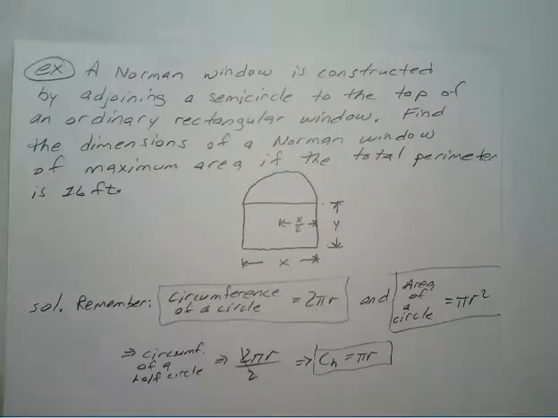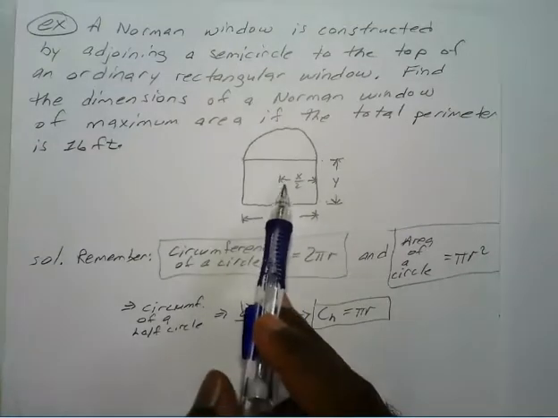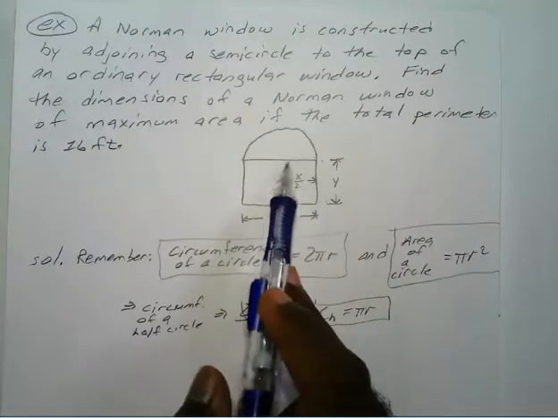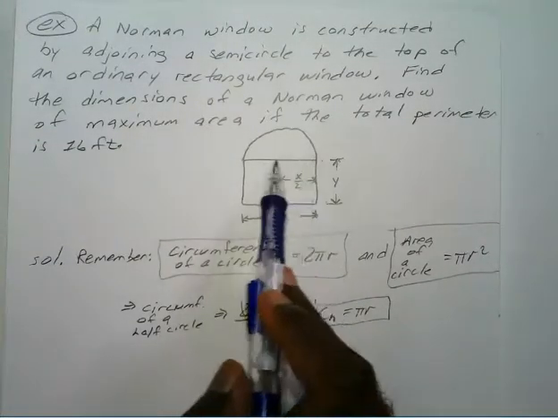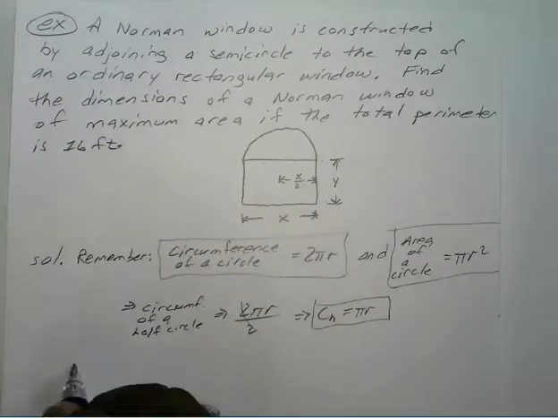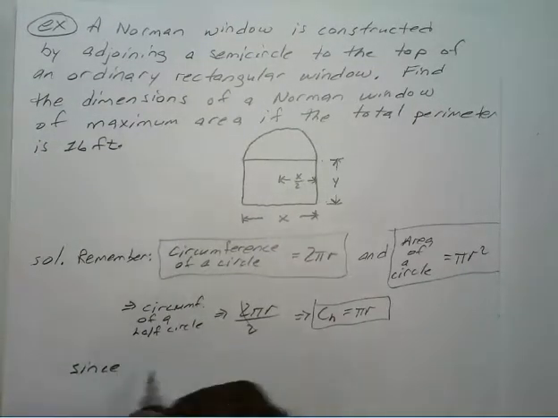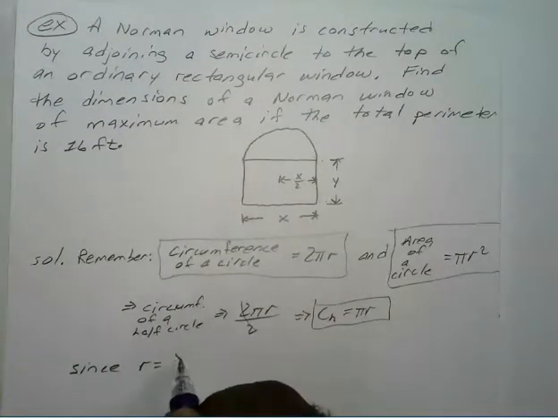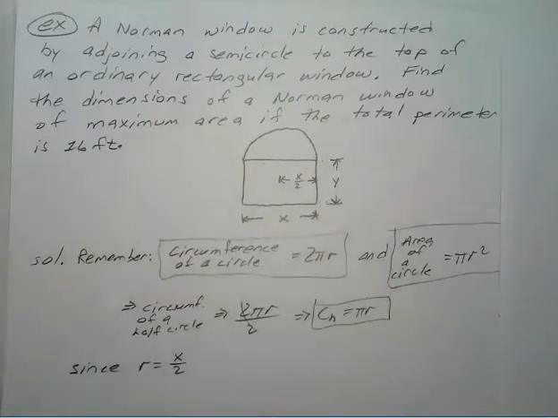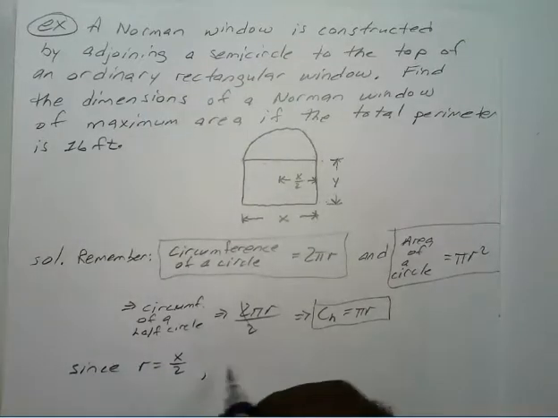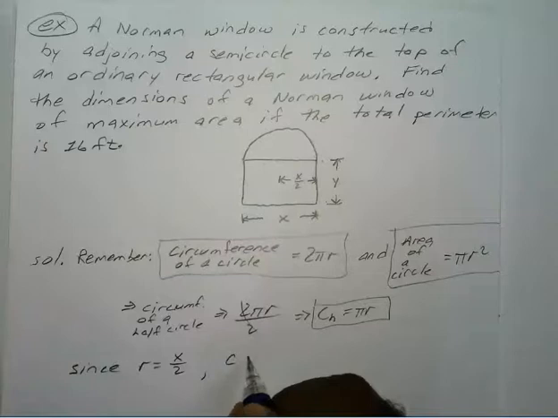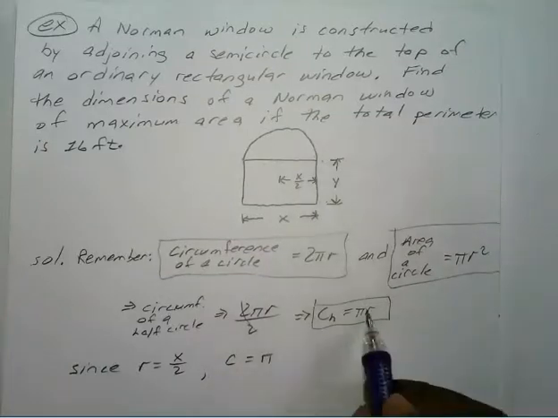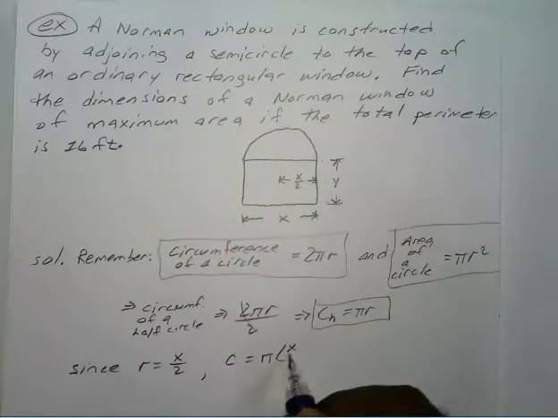Okay, now we see here that the radius of our circle, remember this is x divided by 2, that's the radius of our circle. So since our radius is the length of x divided by 2, that means our circumference is equal to pi times the radius, which is x over 2.